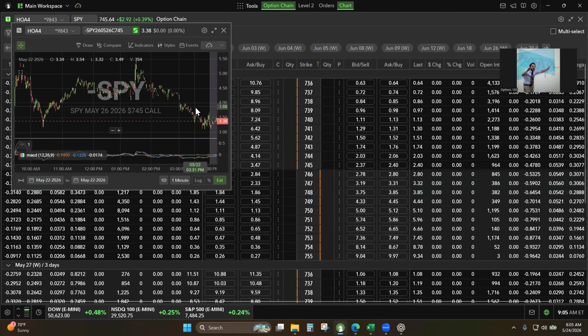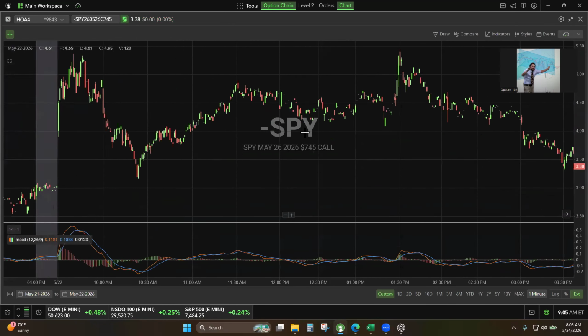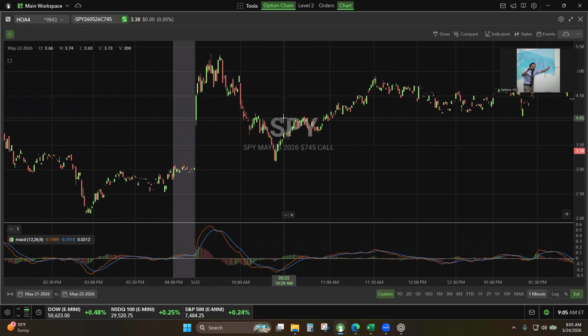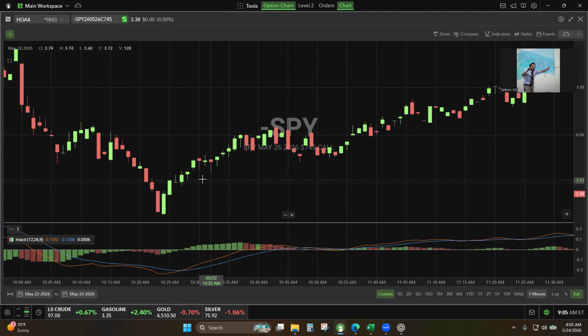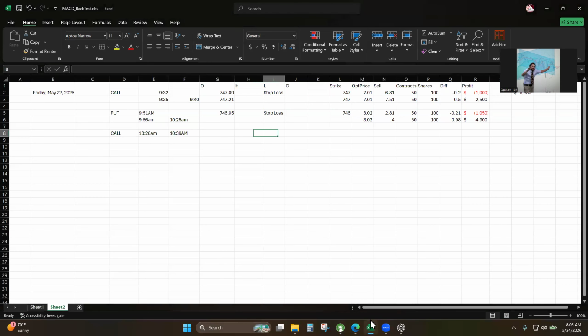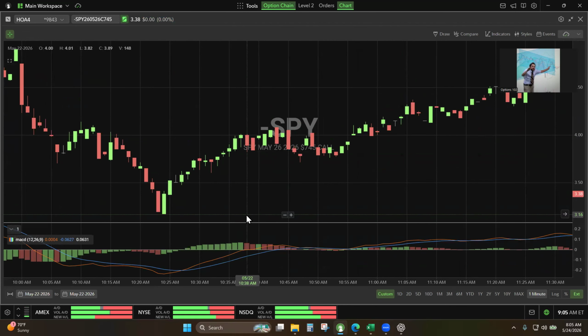So 10:28, blow this up. 10:28. Gotta zoom in there to make sure I'm on the right candle. 10:28 right there, just say on the open. Open is $3.59. And then I'm going to sell at 10:39 right there on the open because I've got a red candle right there.